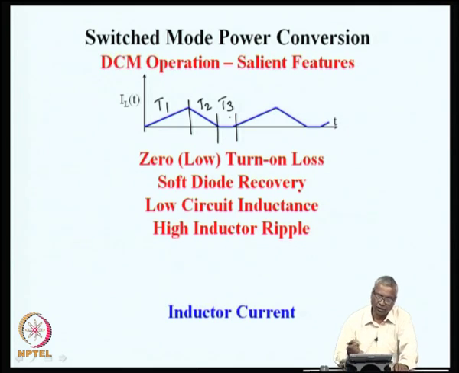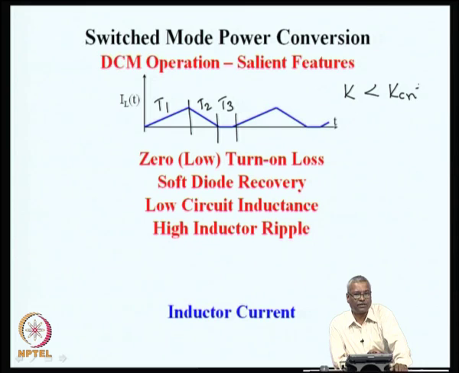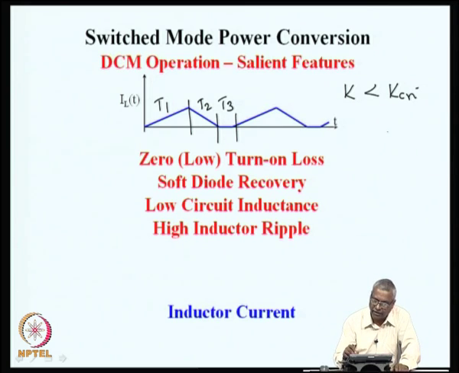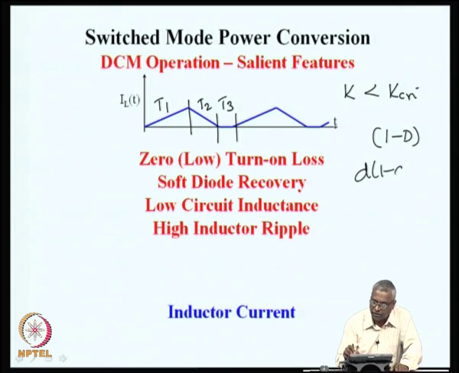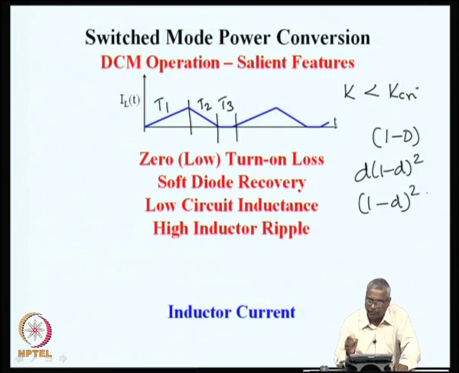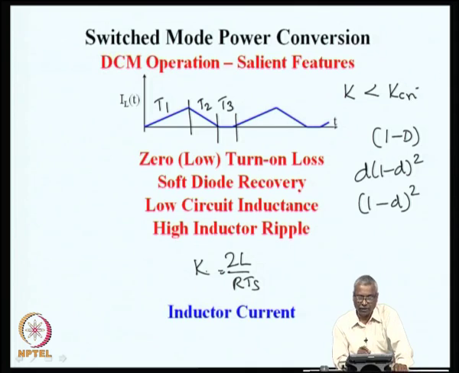Or if you do not measure it, if you know the conduction parameter, if it is less than K critical, then also one can say that it is in discontinuous mode of operation. This K critical is 1 minus d in the case of buck converter, d into 1 minus d whole square in the case of boost converter, and 1 minus d whole square in the case of flyback converter. So, if we find out the conduction parameter 2L by RTS in any converter and compare it with the K critical, it is possible to find out whether it is in DCM or CCM.